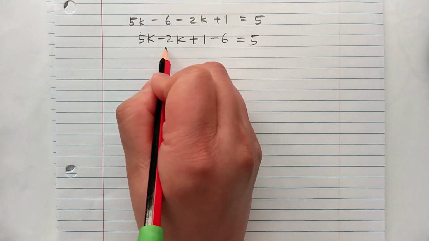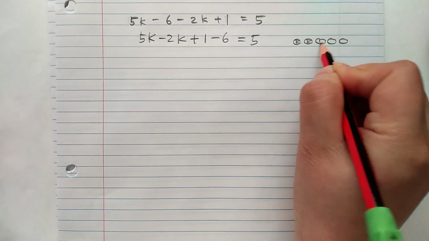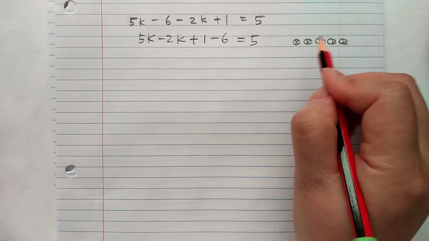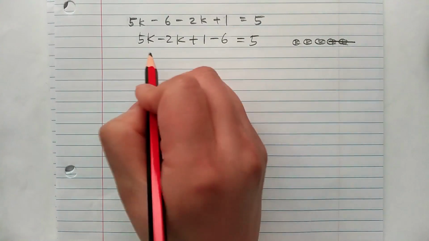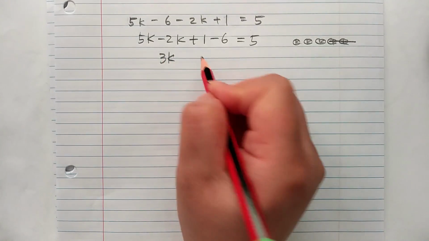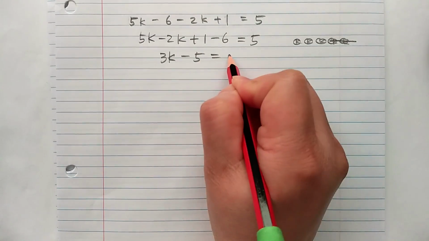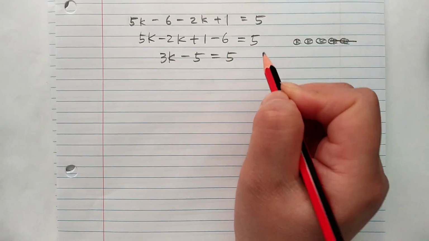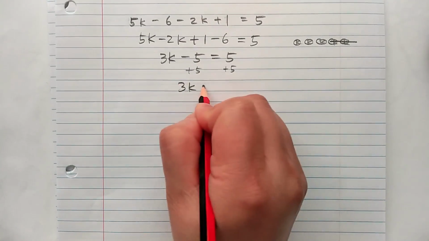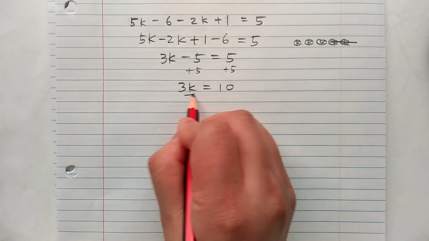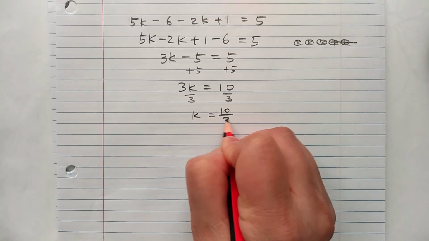Now, how do we do 5k minus 2k? 5k means there are 5 bags of k's. So they are all k's. And take away 2 k's. So you just subtract that. Then it is 3k. Plus 1 minus 6 is minus 5 is equal to 5. Add 5 both sides. 3k is equal to 10. Divide by 3. K is equal to 10 over 3.